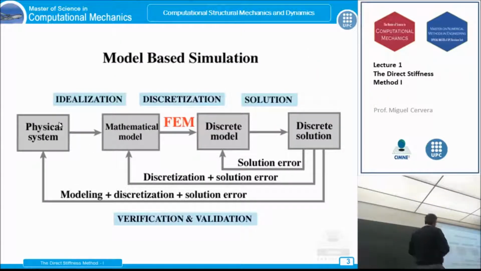So here we have a sketch that we are going to repeat later on, of what is model-based simulation and where the finite element method fits. It fits here. So without going into many details, because if you have any questions, you can ask. Here we have a physical system. Well, the physical system is physical. There is no mathematics attached to the physical system.